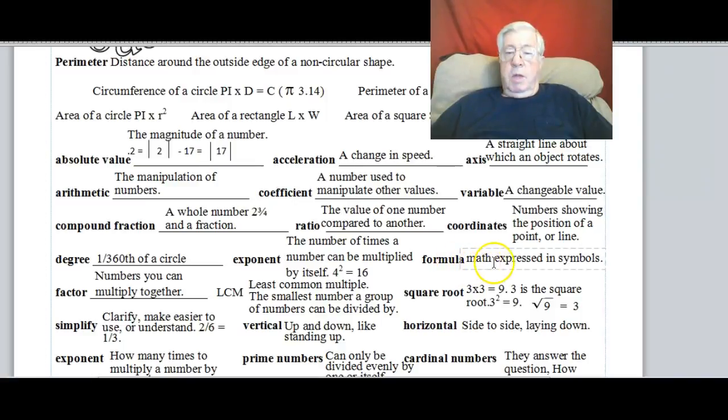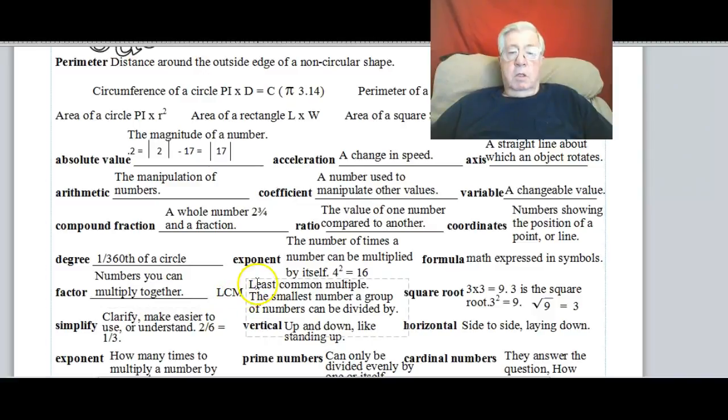Formula, math expressed in symbols. Here is a formula for the circumference of a circle: pi times the diameter equals circumference. That is a formula. Factor, numbers you can multiply together. A factor in this here is 3 times 3. 3 and 3 are factors. You can multiply them together.